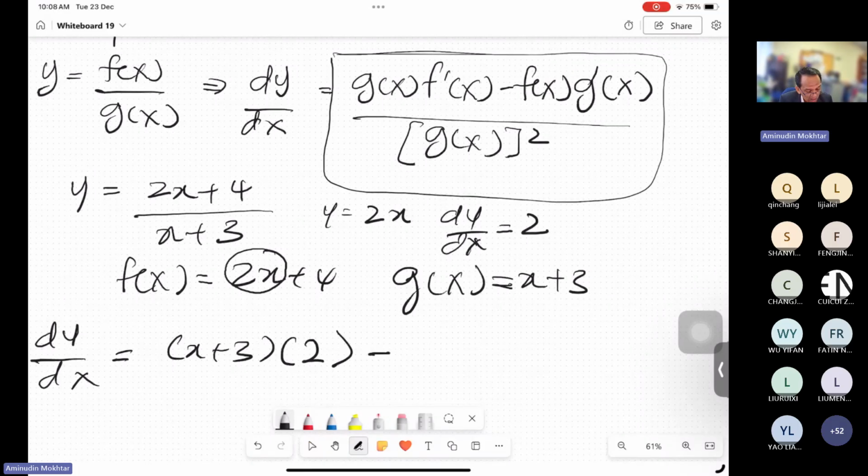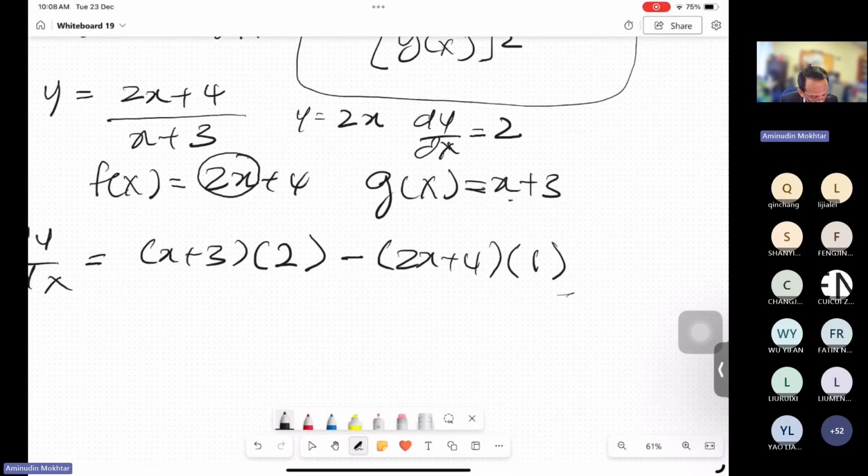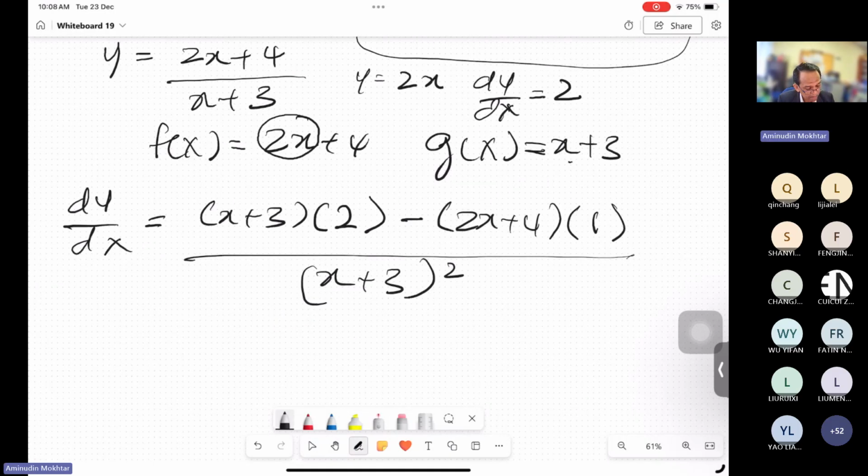The second part is f(x), which is 2x plus 4, times the derivative of g(x), where g(x) is x plus 3. The first derivative of x is 1 and the first derivative of 3 is 0, so the answer is 1. Divide by g(x) squared, which is (x plus 3) squared.